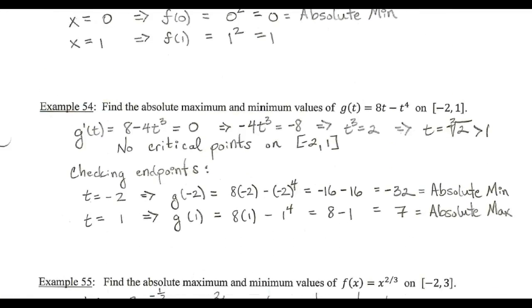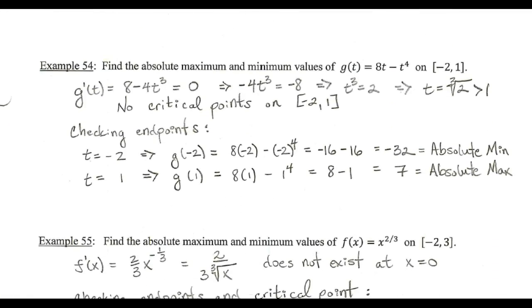Okay, let's do another, fairly simple one the same way. Same idea. We have g of t equals 8t minus t to the fourth, and we're again on the interval minus 2 to 1. So I'm going to take the derivative of g. I get 8 minus 4t cubed. That exists everywhere, so I don't need to worry about it not existing. But I set it equal to 0, and I solve for t, and I get that t is equal to the cube root of 2.